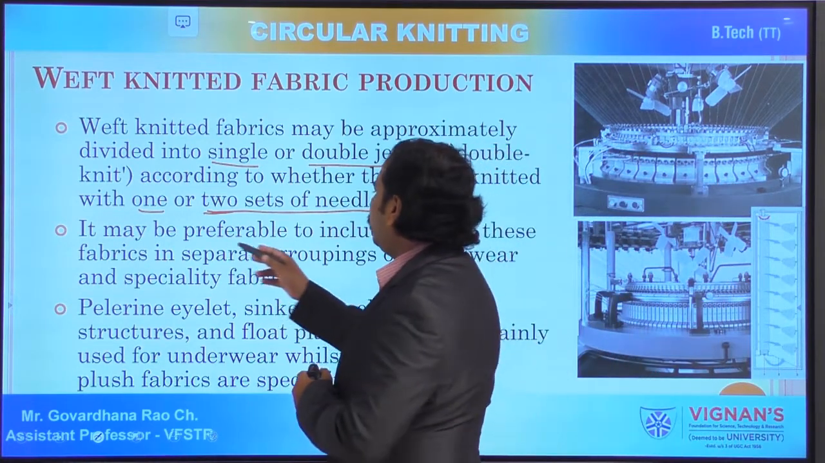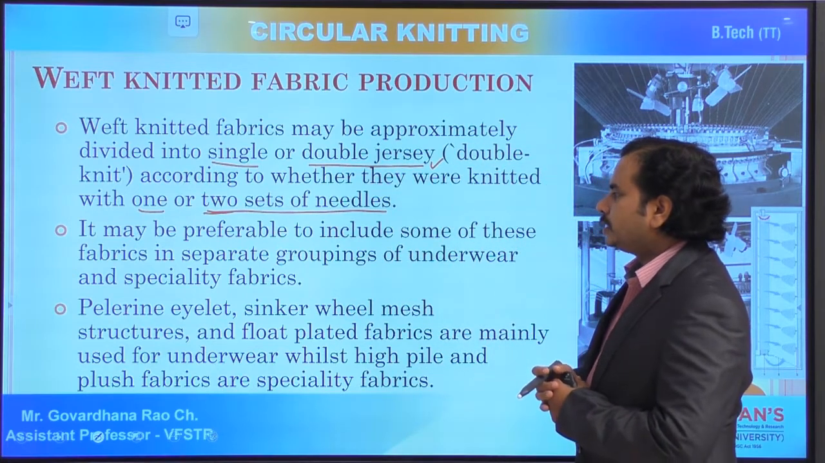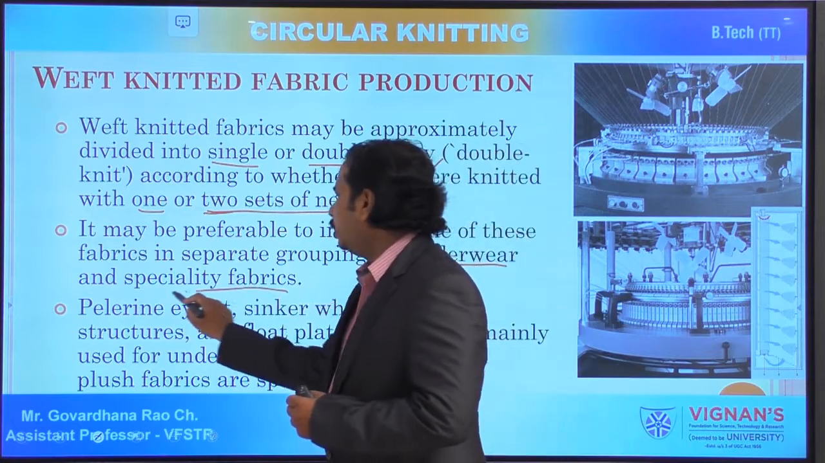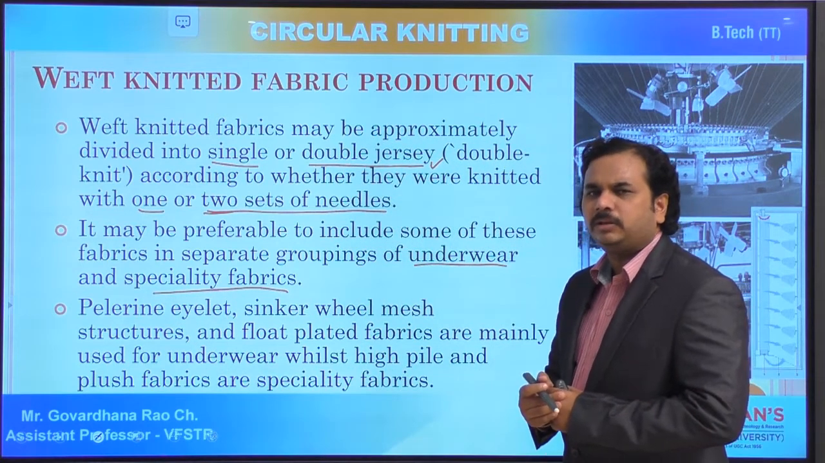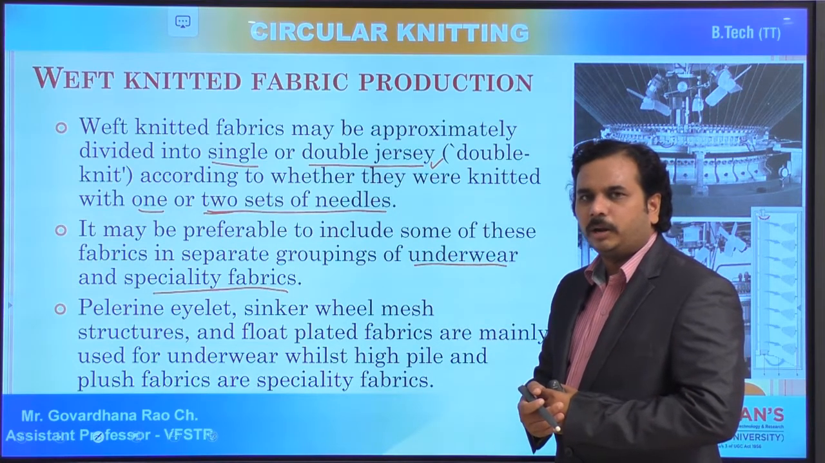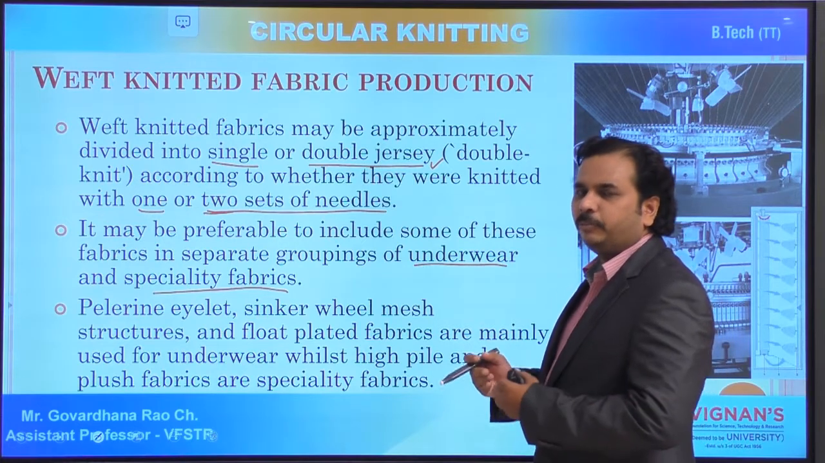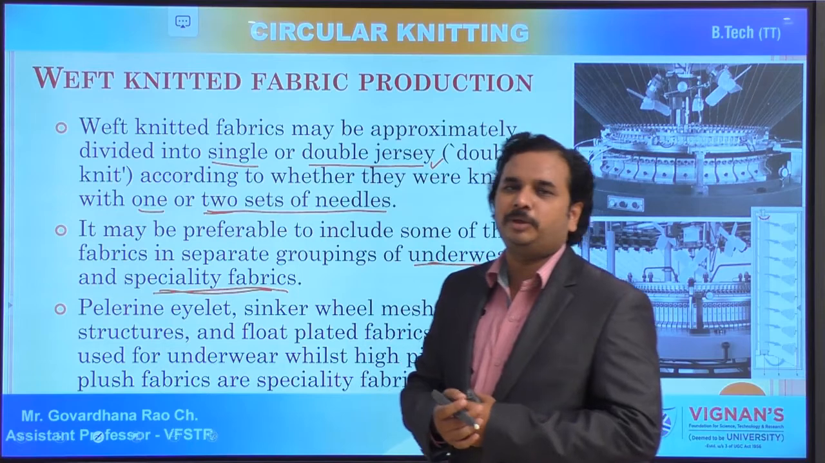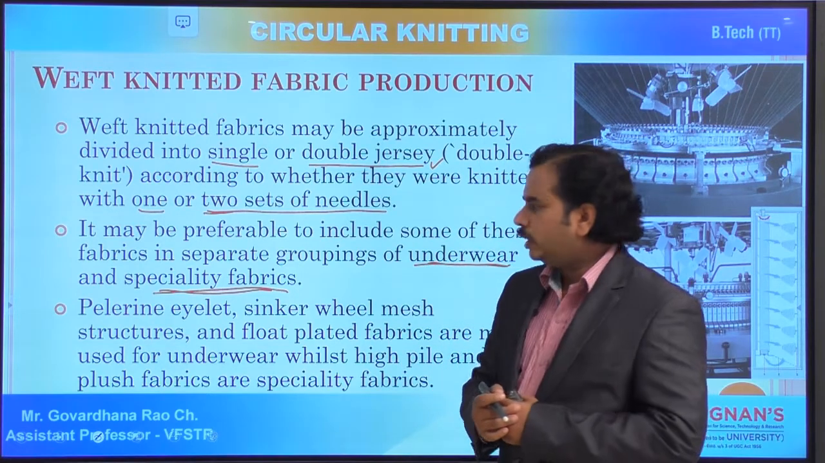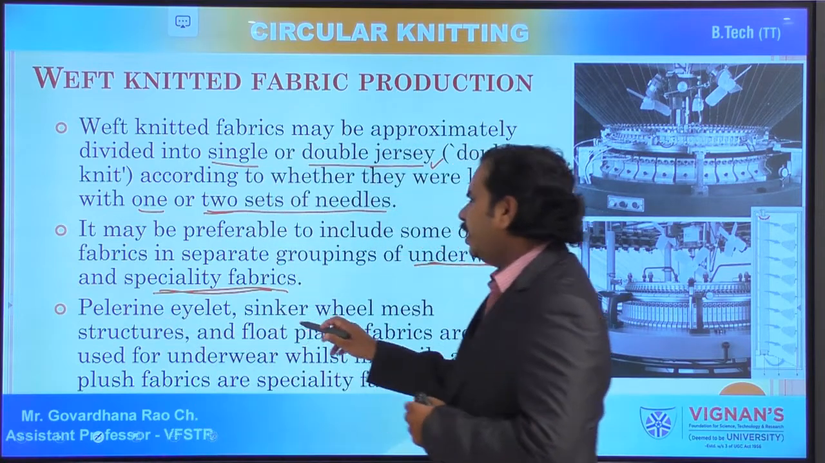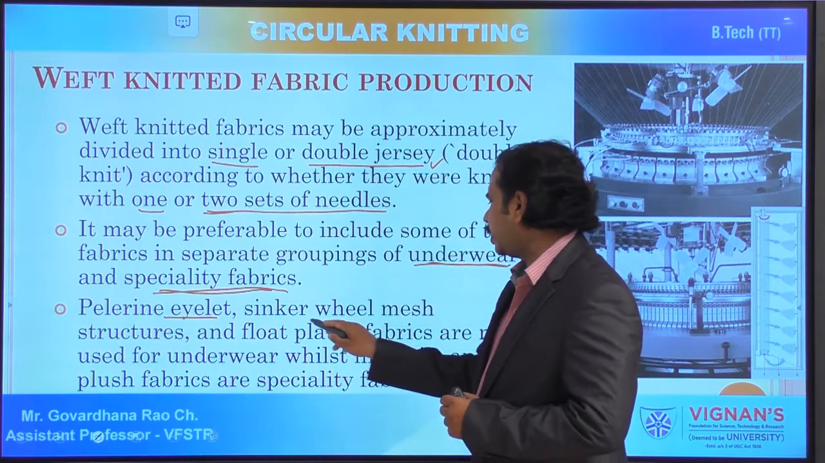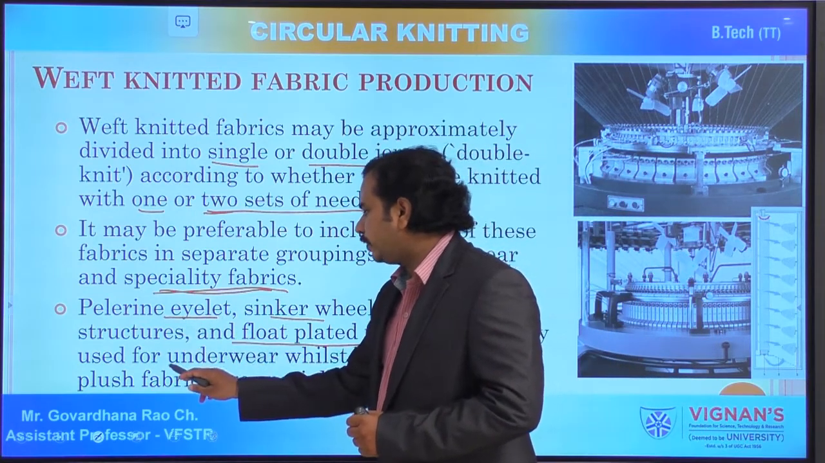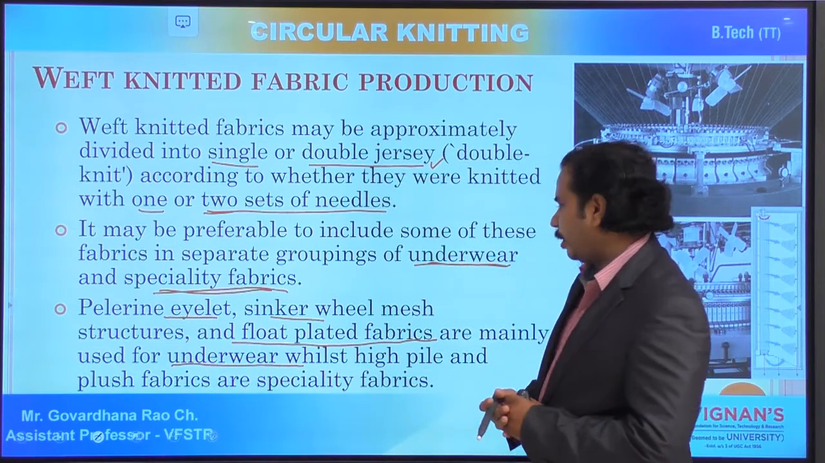It may be preferable to include some of these fabrics in a separate grouping of underwear and specialty fabrics. These are the applications where we generally use knitted fabrics, whether made from a single bed or a double bed. In the conventional days we used them for undergarments as well as specialty fabrics. Nowadays they have come into the apparel sector also, for t-shirts and a few other things. Then there are eyelet, pelerine eyelet and sinker wheel mesh structures, and float plated fabrics, which are the different fabric structures used in undergarment or underwear fabrics.